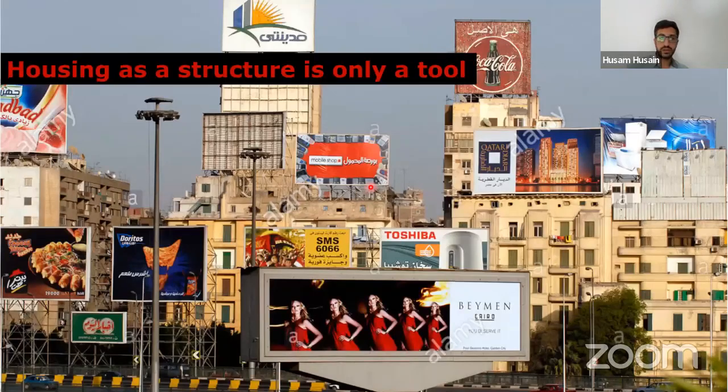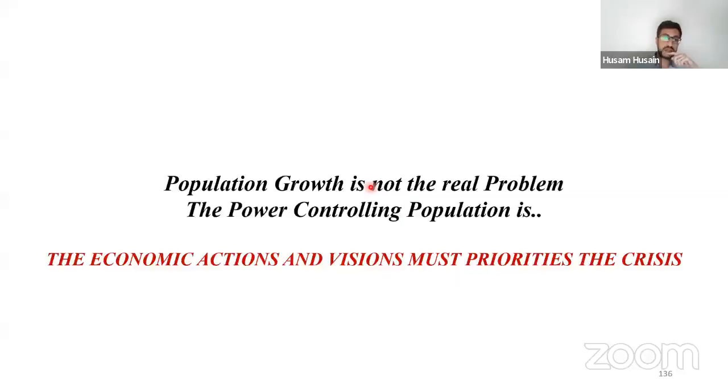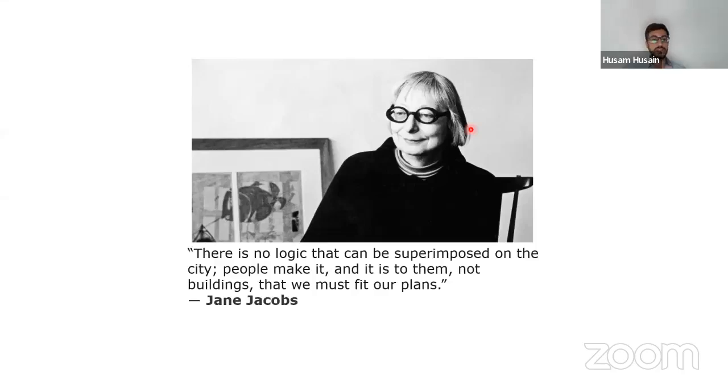Housing as a structure is only a tool, as I mentioned. We need to understand so many things beyond that. We need to understand that the population growth is not really the problem. The strategy towards that is the real problem. The economic actions and visions prioritize the crisis more. As Jane Jacobs says, there is no logic that can be superimposed on the city. People make the city, and it is to them, not buildings, that we must fit our plans. Here is to say that we need to involve people in the design of the cities.